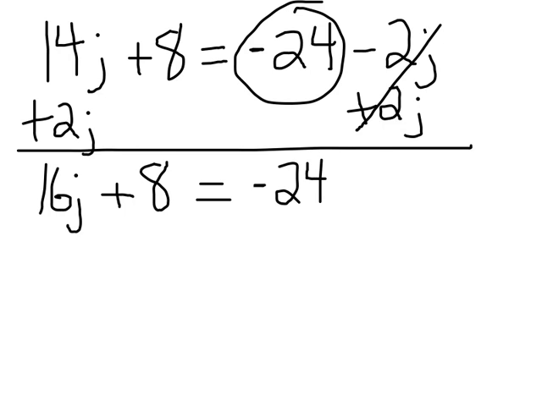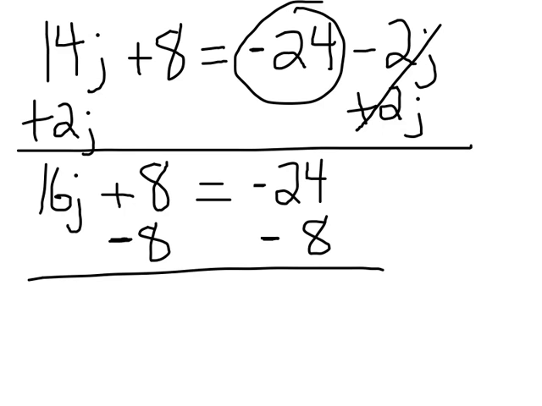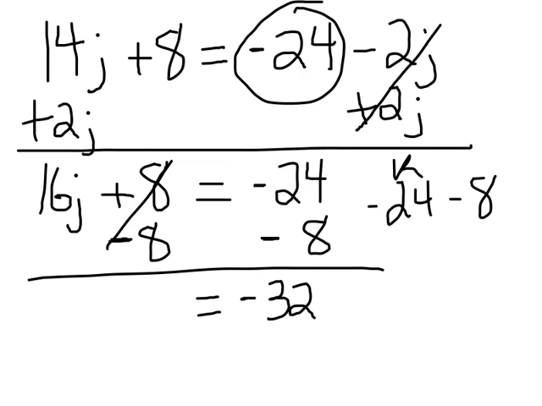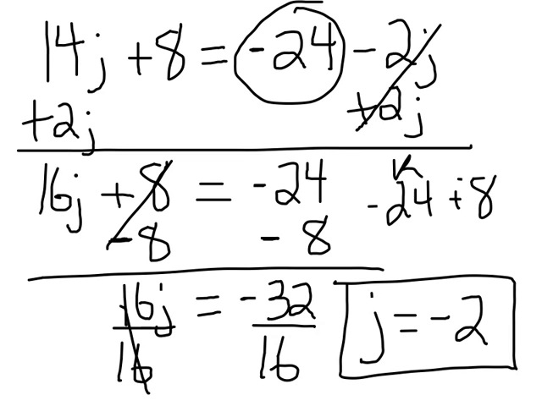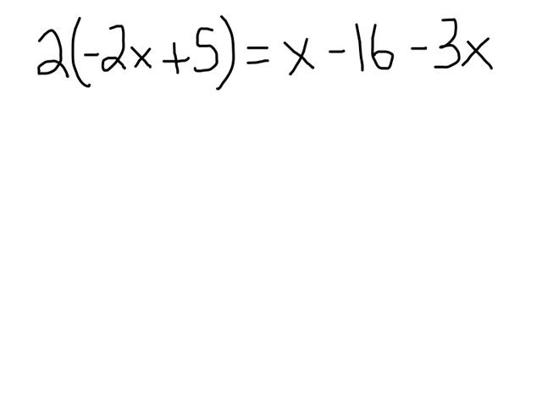Now, next step is I still need to isolate my variable, so I need to move my positive 8 over, so I'm going to subtract 8 from both sides. 8's cancel out. I'm left with negative 32. Remember, negative 24 minus 8, keep, change because it's subtraction, equals 16j. Last step, inverse operation, divide by 16. So j is negative 2. Let's do another one.